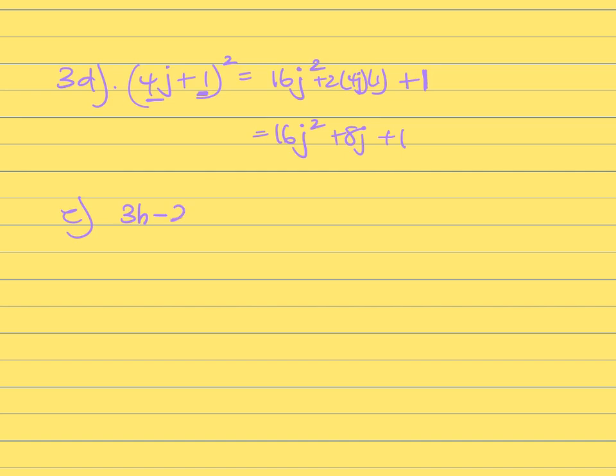E. 3h minus 2, 3h plus 2. This is a difference of squares because one is a plus and one is a minus. So we say 3h squared and 2 squared, and difference means subtract, so difference of squares. So that gives us 9h squared minus 4. If you wish to do it the long way, you may do so.